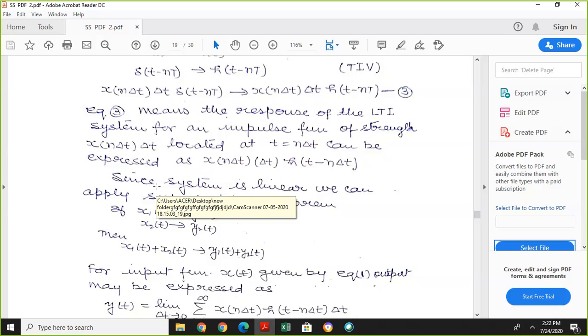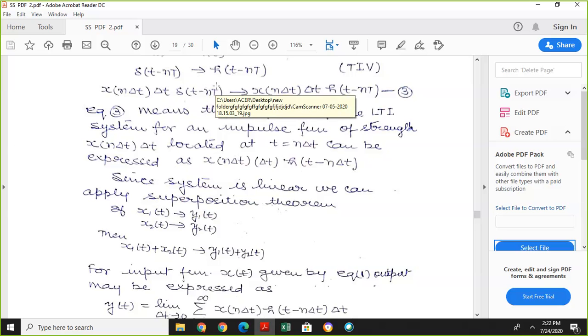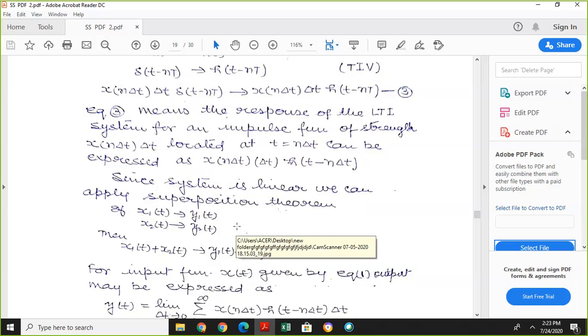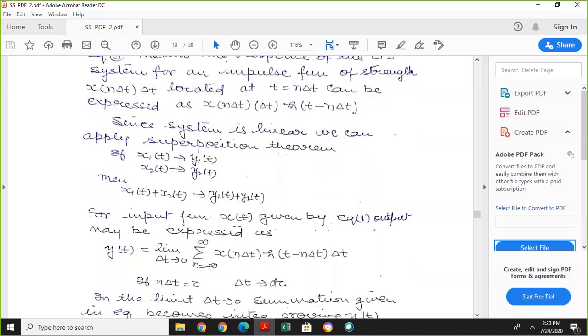इसकी सिंपल मीनिंग ये है कि अगर हम किसी भी LTI सिस्टम पे, लीनियर टाइम इनवेरिएंट सिस्टम पे ये इनपुट अप्लाई करेंगे तो हमें क्या मिलेगा, आउटपुट मिलेगा. Since system is linear, we can apply superposition theorem. System linear है तो हम इसके superposition theorem apply कर सकते हैं. और superposition theorem क्या है? If for x1 of t we get y1 of t and for x2 of t we get y2 of t, then for the sum of these signals we get an output which is the sum of these two outputs.